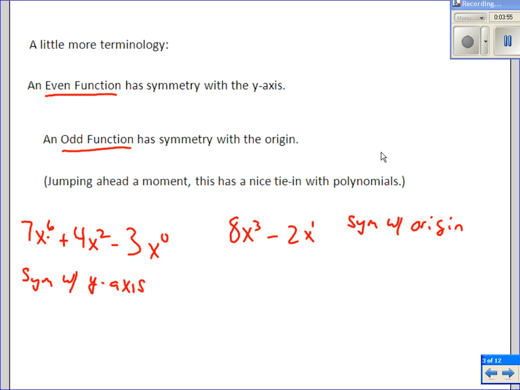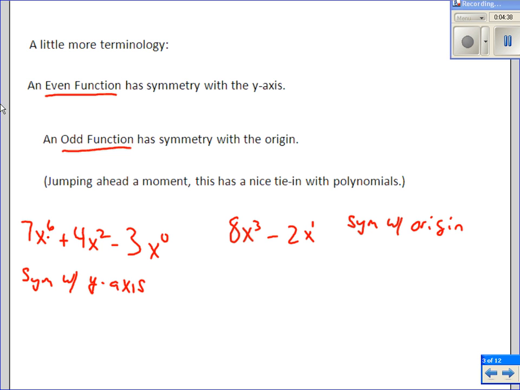Two different words for essentially the same thing, but jumping ahead for something that's going to happen in the next chapter, polynomials. You may remember from previous algebra classes, a polynomial is one of those nice functions where we have a constant times x to a power, plus a constant times x to a power, plus a constant times x to a power. If you create a polynomial and all the exponents on the x, like this one here, 6, 2, and 0, are even, that's going to be an even function, and it will have symmetry at the y-axis. And if you have a polynomial where all the exponents are odd, x to the 3, x to the 1, go ahead and graph that on your calculator. You're going to see it has symmetry with the origin.